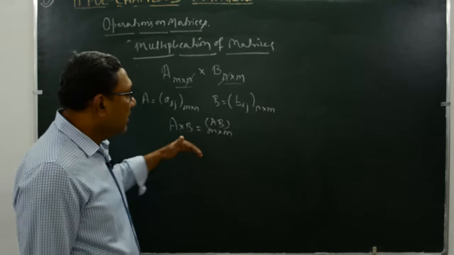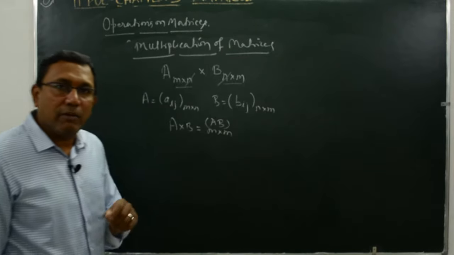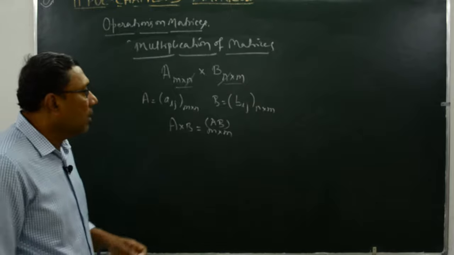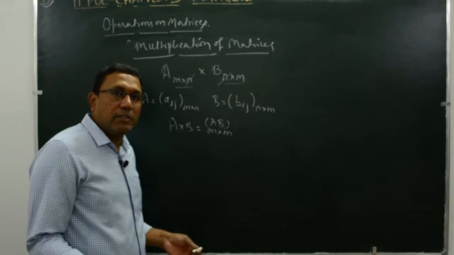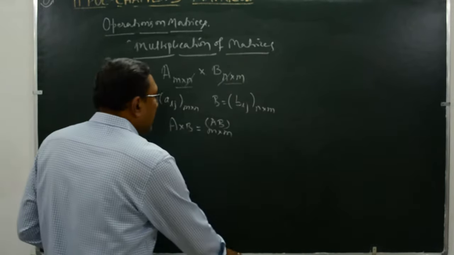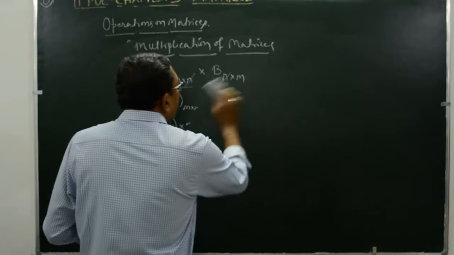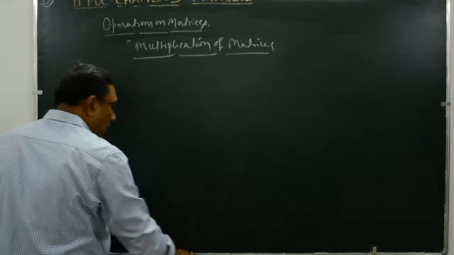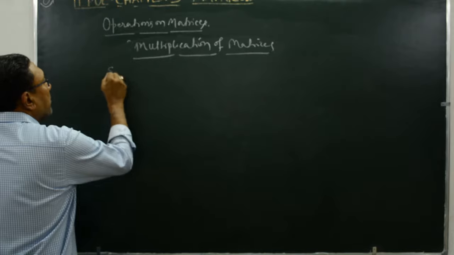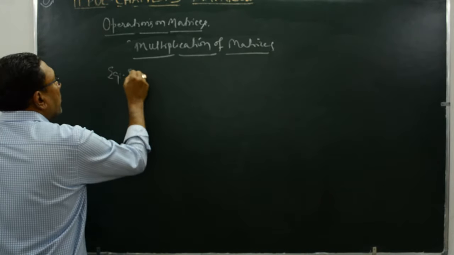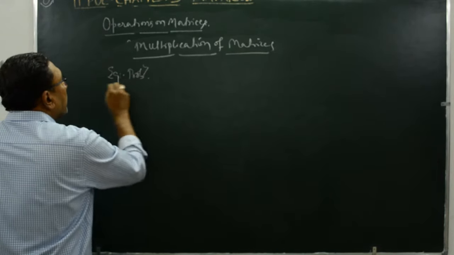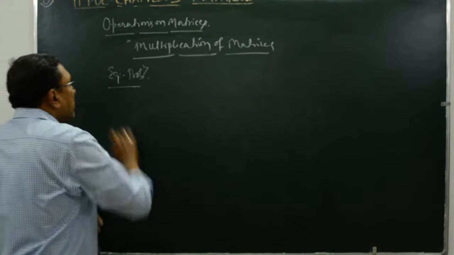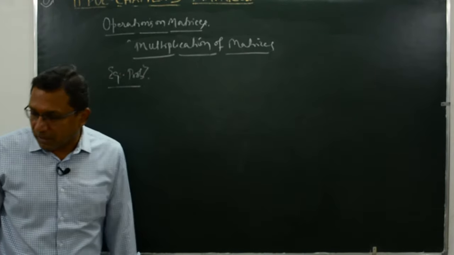Let us understand this by doing one simple problem. How do we multiply the elements of the two different matrices? I will take one example from the textbook. Let us solve the example problem, which is very easy to understand, the multiplication of matrices.